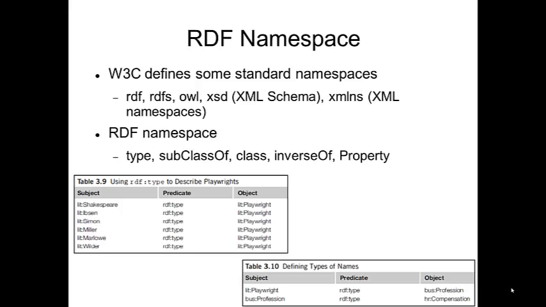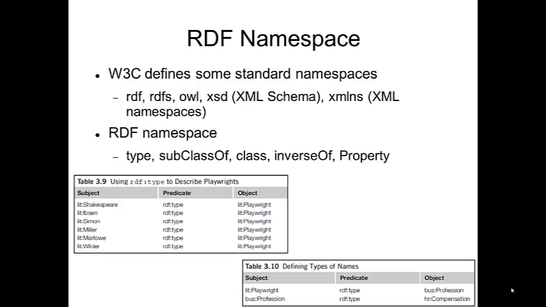So the W3C defines some standard namespaces to do with RDF and also the ontologies that go on top of them. There's one called RDF, one called RDFS, one called OWL, and XSD. We don't need to worry about the details of these. But these define some standard terminologies and relationships that are used by just about everybody. Okay, so it's sensible to have them standardized and set by the standards authority. For example, the RDF namespace defines predicates such as type, subclass of, class, inverse of, and property.